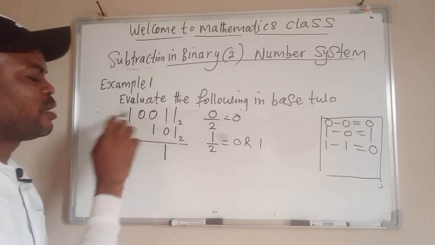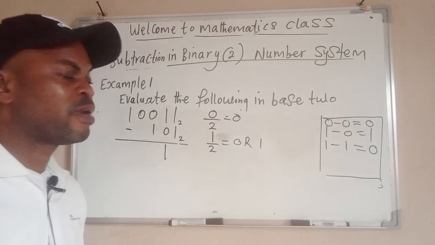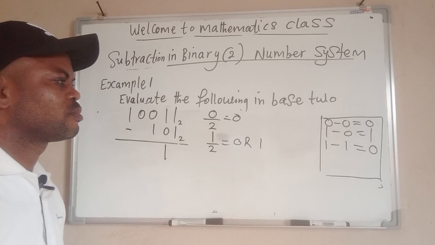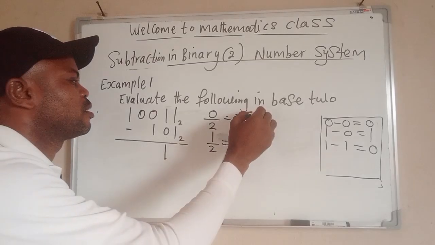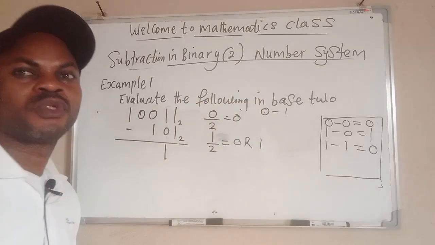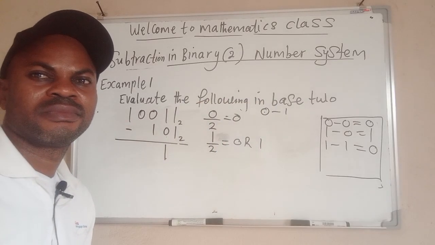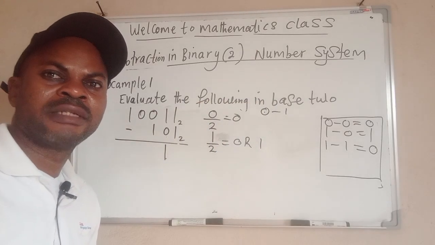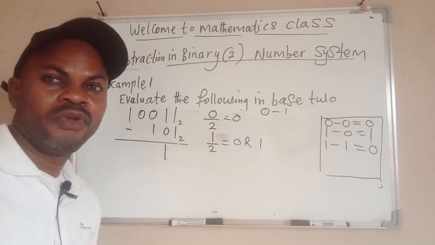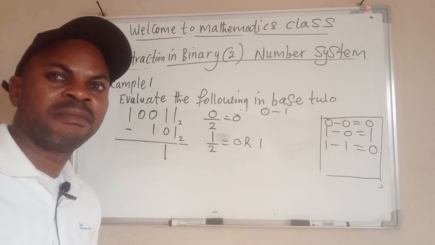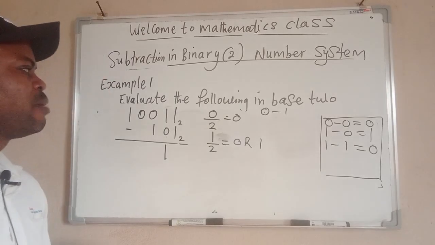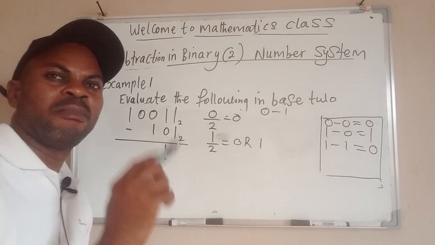So now the next one is this. Pay attention right here. You can't take 1 away from 0. So what do we do? Even in base 10, when you can't take one number from the other, you need to borrow. You need to apply the principle of borrowing to resolve the challenge. So the same way, you're going to apply the principle of borrowing. But the difference is this.